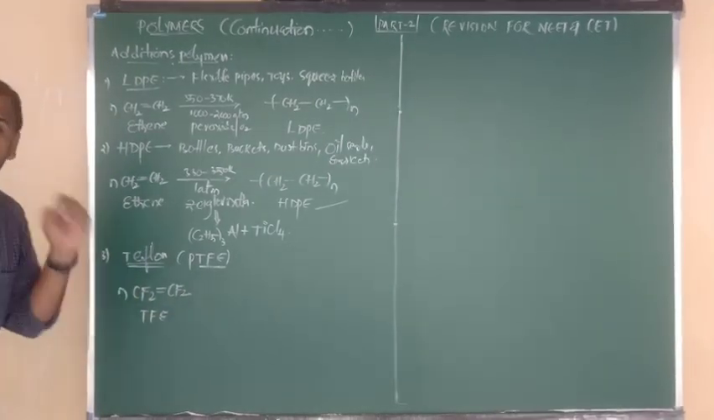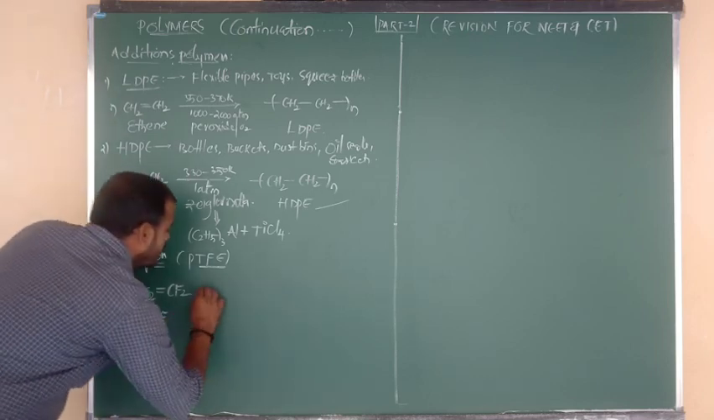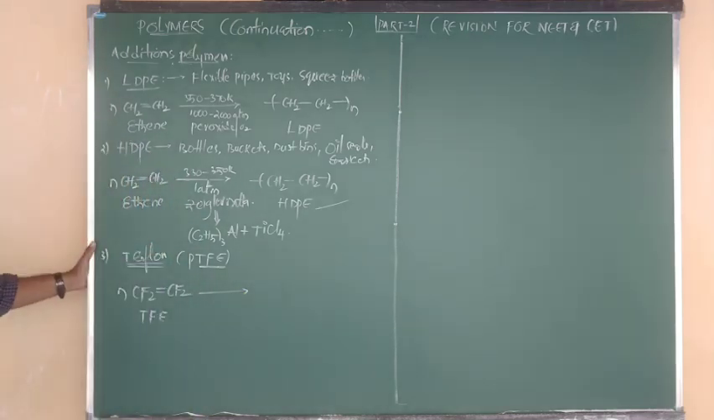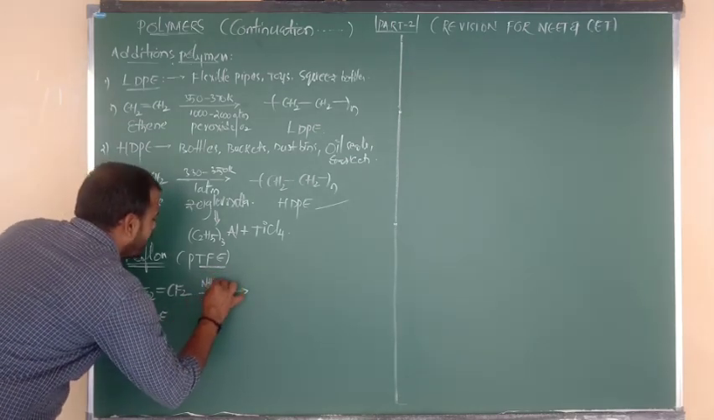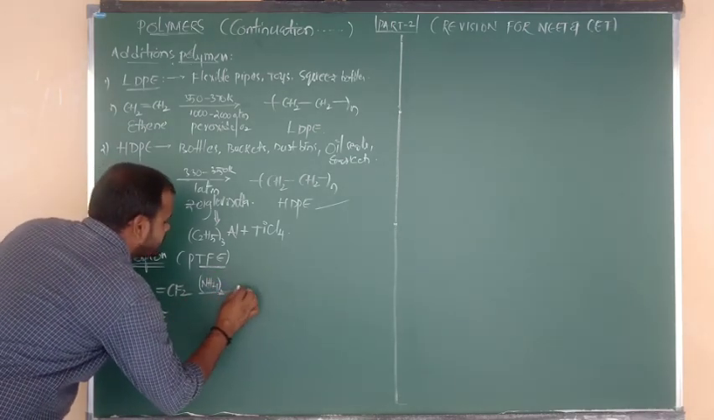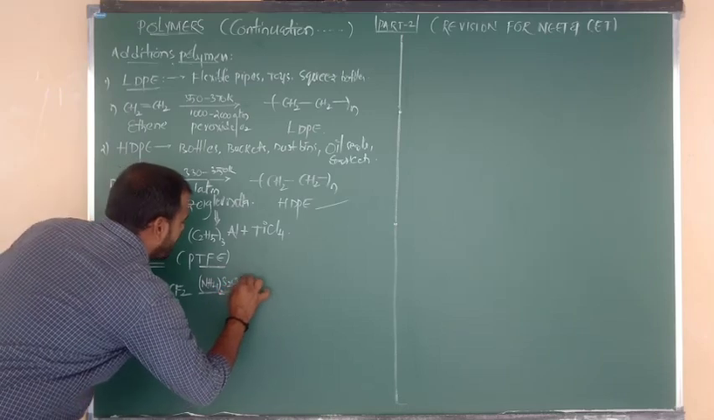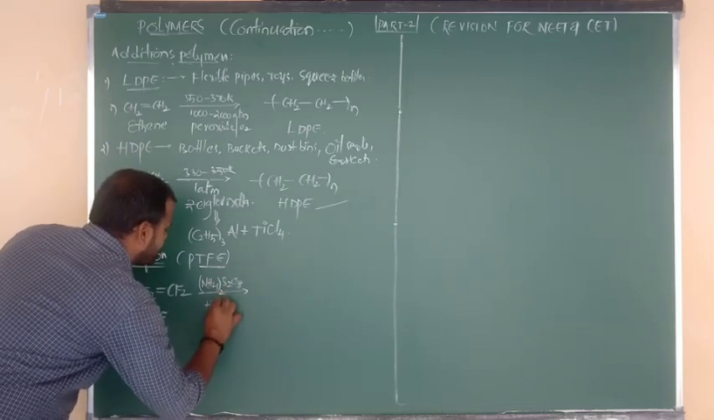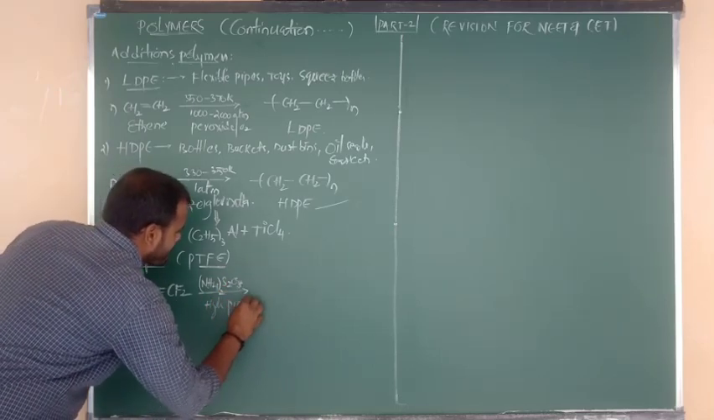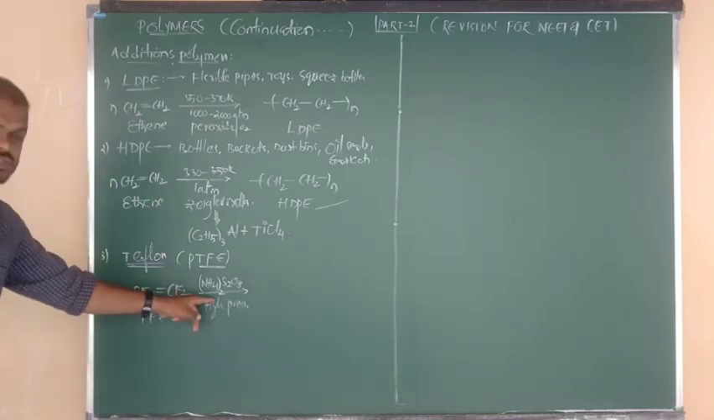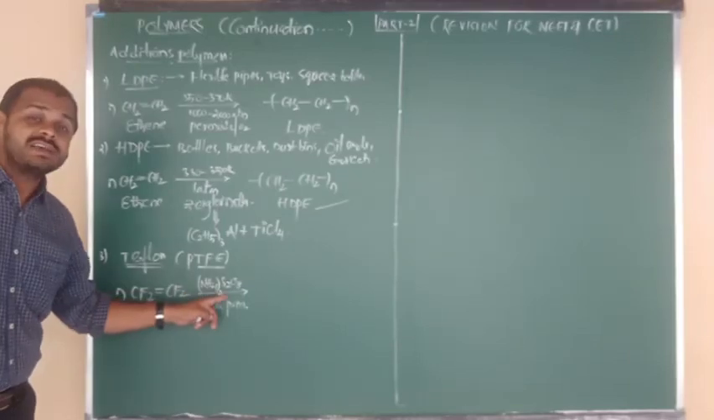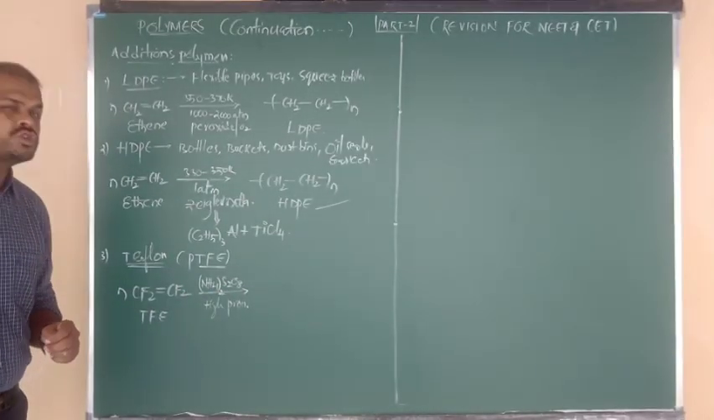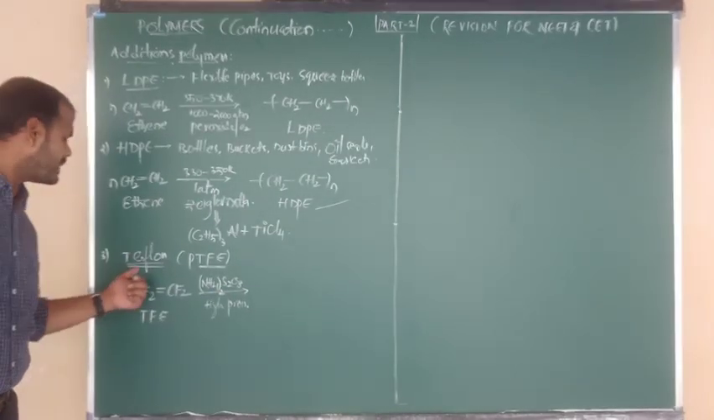Tetrafluoroethene, CF2=CF2. So for the preparation of Teflon, we require a suitable catalyst. The catalyst is (NH4)2S2O8 at higher pressure. (NH4)2S2O8 means ammonium peroxydisulfate. It is going to be used as catalyst in the preparation of what, beta?